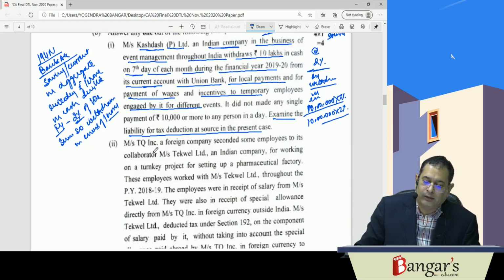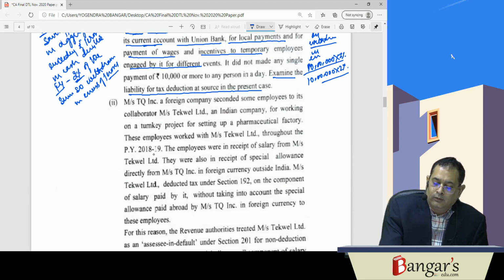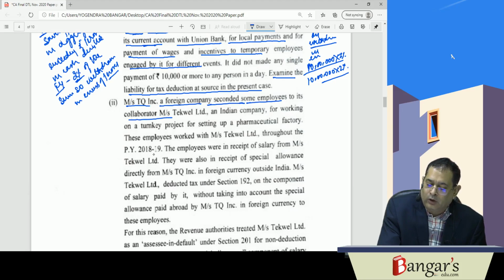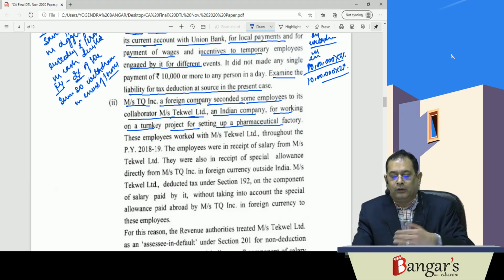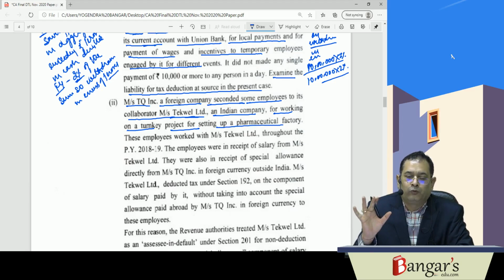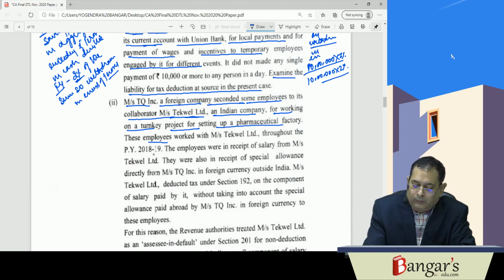Then Messrs TQINC, a foreign company, seconded some of the employees to the collaborator Messrs Techwell Limited, an Indian company working on a turnkey project for setting up a pharma industry here. So they have sent certain employees to work for the Indian company. These employees worked with Messrs Techwell Limited throughout the financial year 18-19, and these employees were in receipt of salary from Techwell Limited.